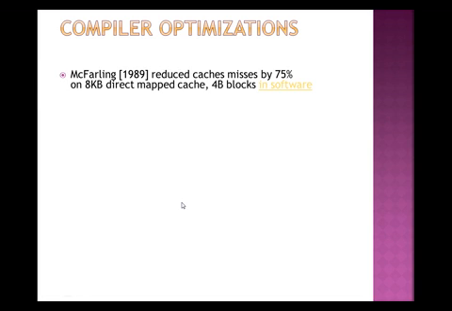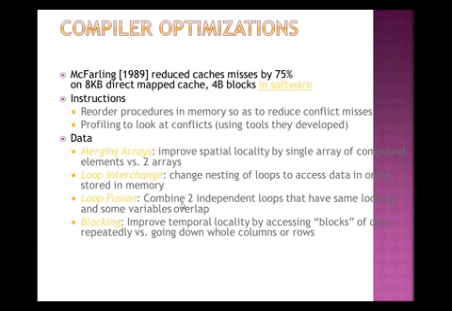Then compiler optimization: how we can optimize the compilation for the cache. These are the multiple techniques available for optimizing the compilers. First is merging arrays, then loop interchange, then loop fusion, then blocking. These are the 4 types of techniques by which we can compile the code for the cache memory.